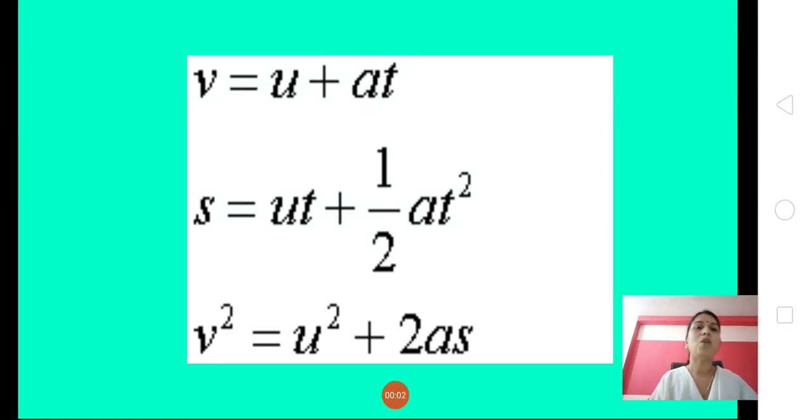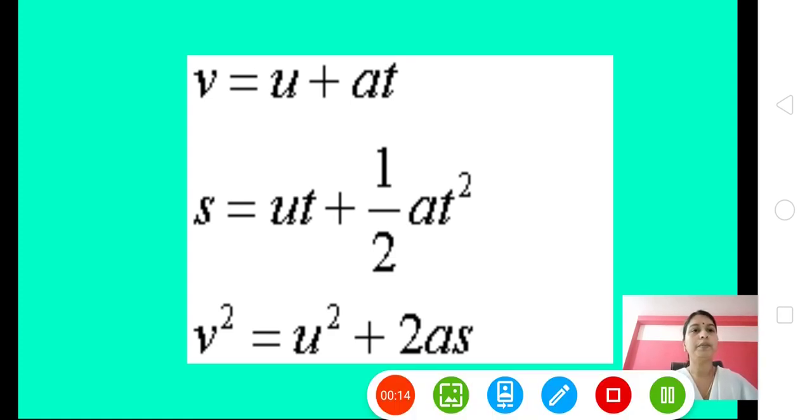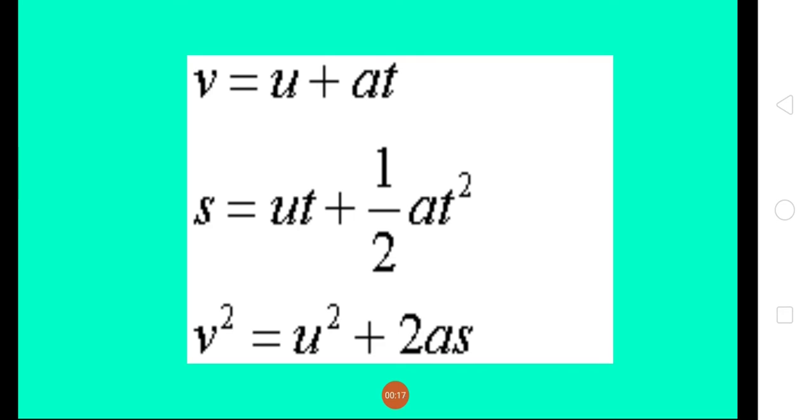Now that we have already derived the first equation of motion, v equal to u plus at, showing the relationship between velocity and time, let's go to the second equation. If you see the first equation, it does not have the quantity s or distance, and we calculated the first equation by finding the acceleration in the velocity time graph.